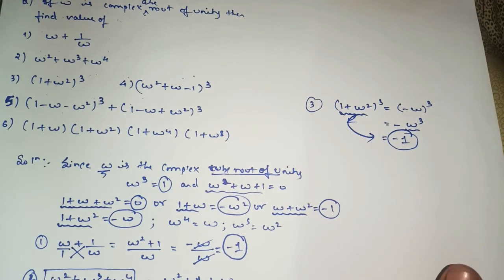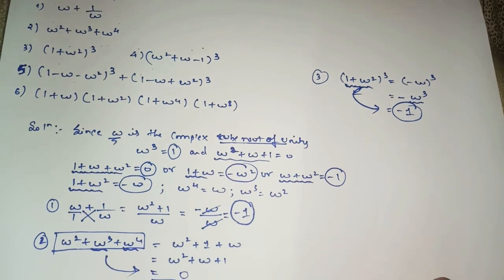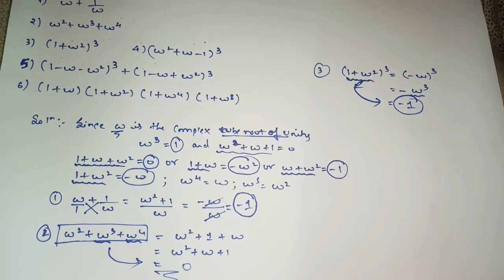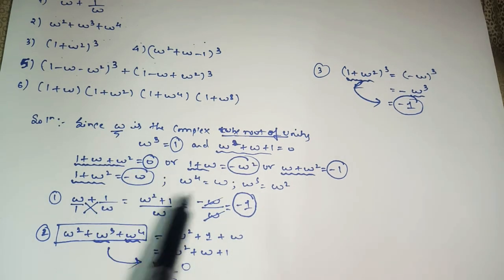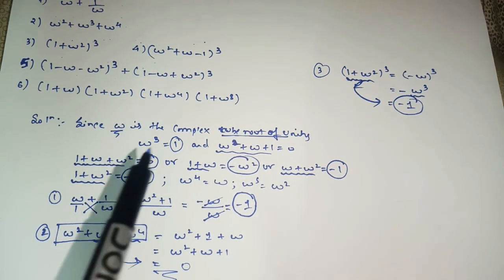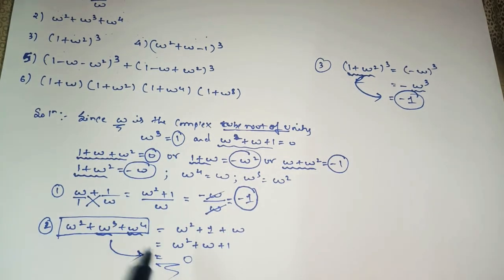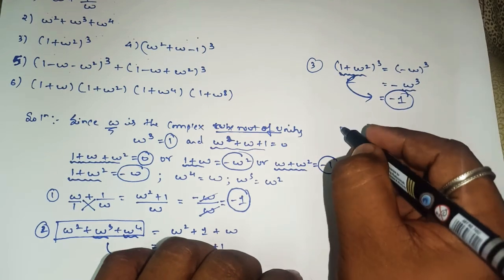I hope you all understood the first three sums. It is very simple: you solve the sum with the basic algebraic properties, then guess whether a suitable formula can be applied. Guess the formula, apply the suitable formula, substitute the value, and you will get the final result. I hope you all understood the first three sums. Let's move on to the next sum.